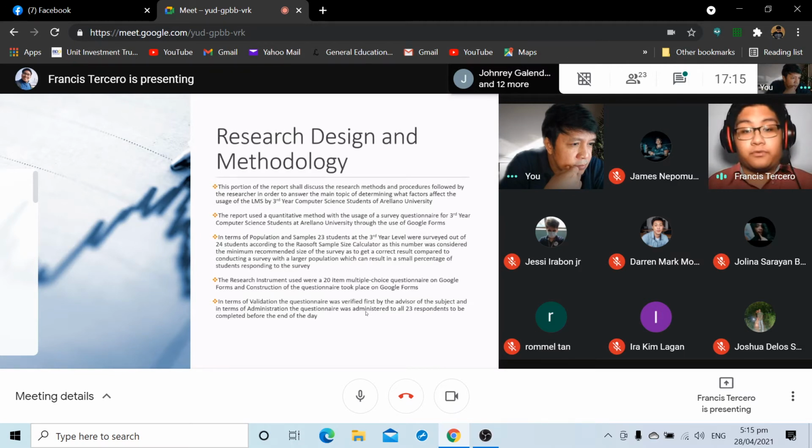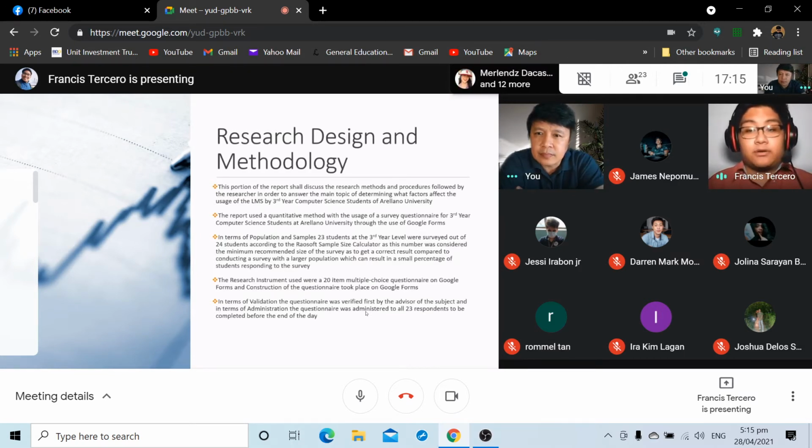In terms of population and samples, 23 students at the third-year level were surveyed out of 24 students, according to the Raosoft sample size calculator, as this number was considered the minimum recommended size of the survey as to get the correct result, compared to conducting a survey with a large population, which can result in a small percentage of students responding to the survey. Now, the research instrument that was to be used was a 20-item multiple choice questionnaire on Google Forms, and construction of the questionnaire took place on the same website.